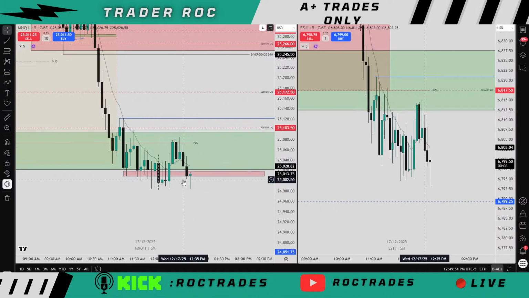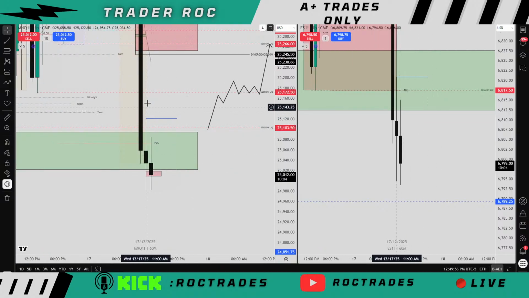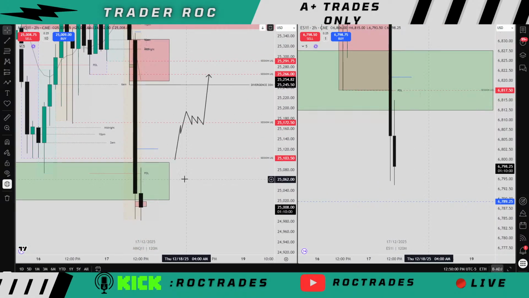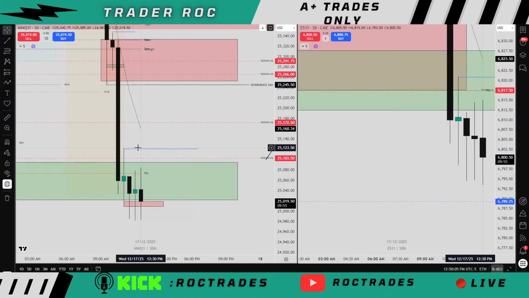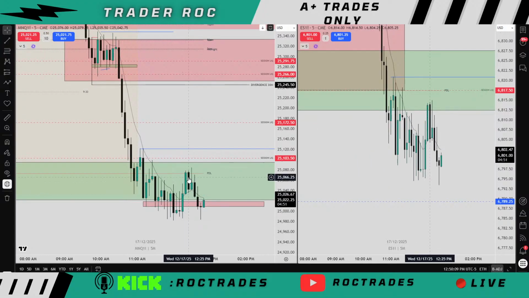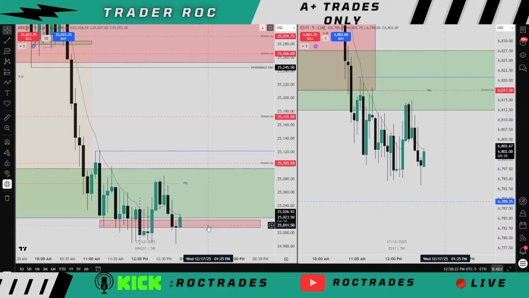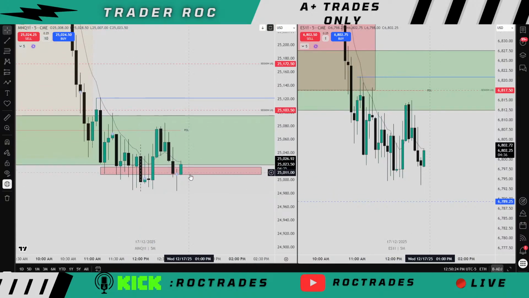I would rather look for price to fill in this massive imbalance. 2-hour gap, 1-hour gap, 30-minute gap. I think I'm right, to be honest. The way we saw that speed coming out of here, I think I'm right. But it's just like, is price really going to make a move, or is it just going to keep going sideways like this? You don't want to get chopped out of your account.